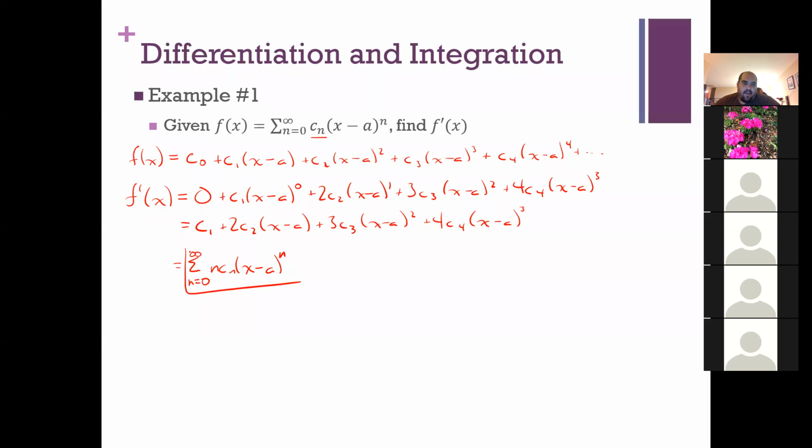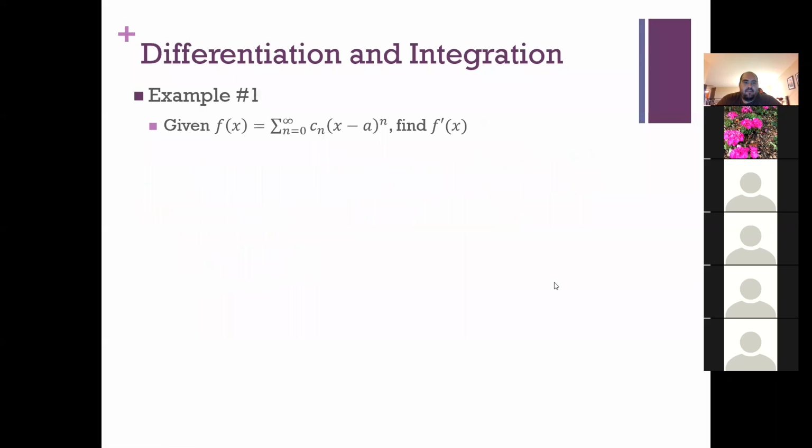So any questions about how I got this here? All right, so that's finding the derivative of a power series. Let's go ahead and find an integral now. So let's do the same thing. Let's write out the first few terms here.